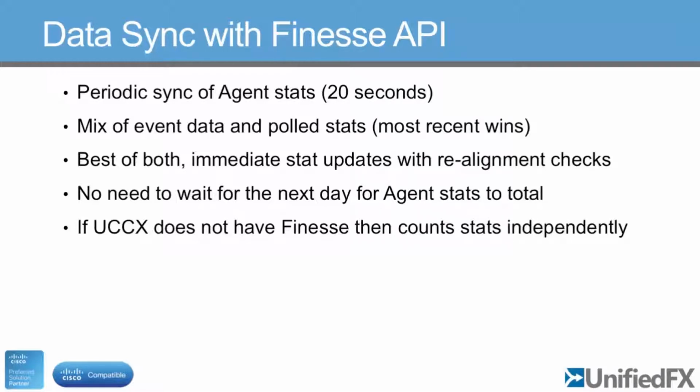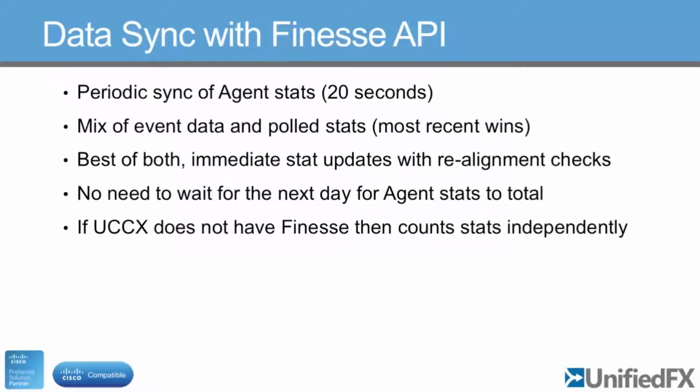So we were able to solve that by combining both types of data. What now happens is we have a mixture of the existing event data that we've always had, but we also now combine that with polled stats. Every 20 seconds, which is configurable through an XML config file if you really want to change it, by default we query the Finesse API for the agent stats.